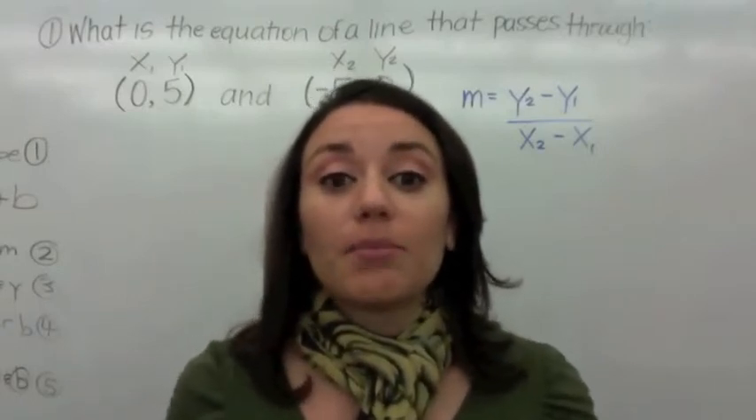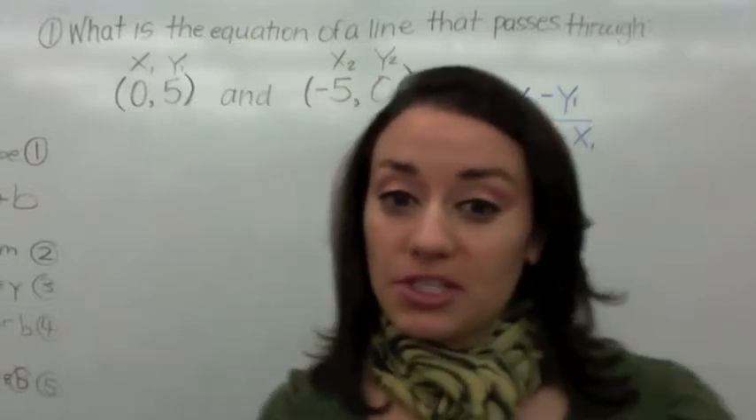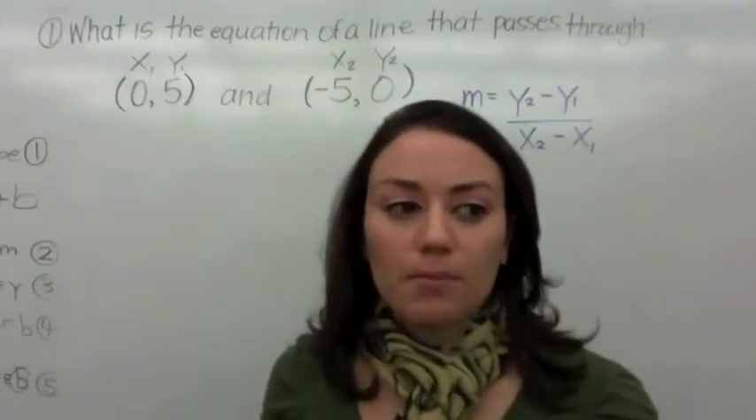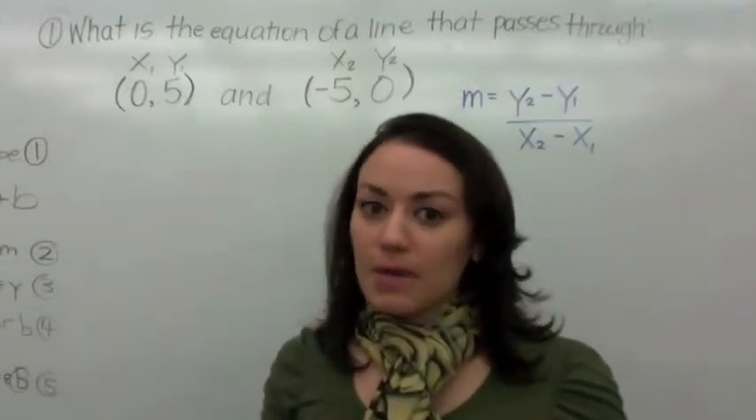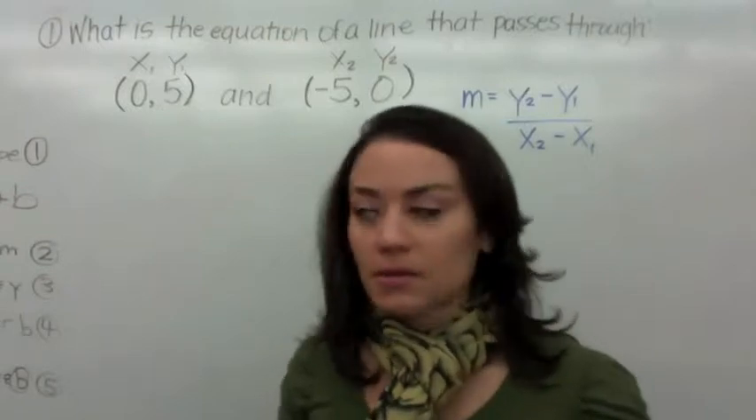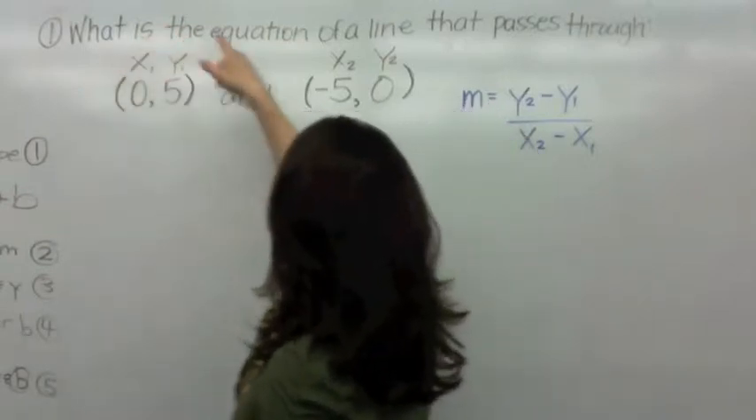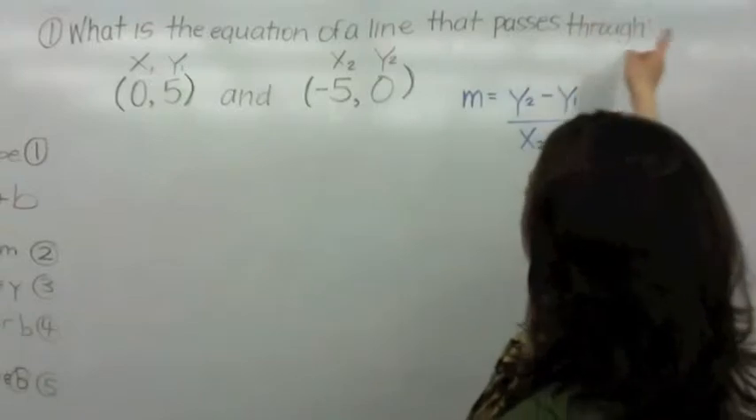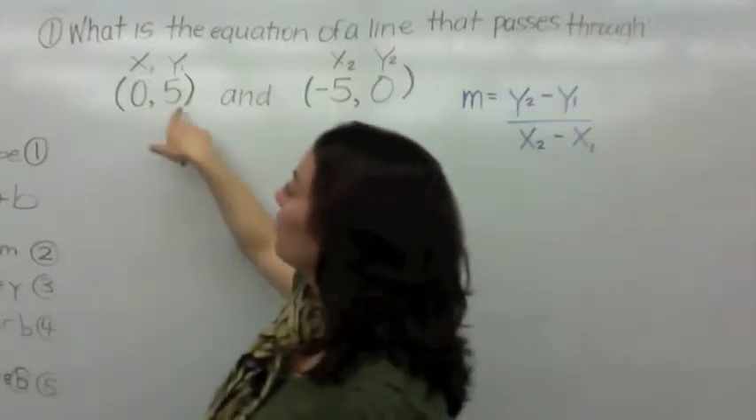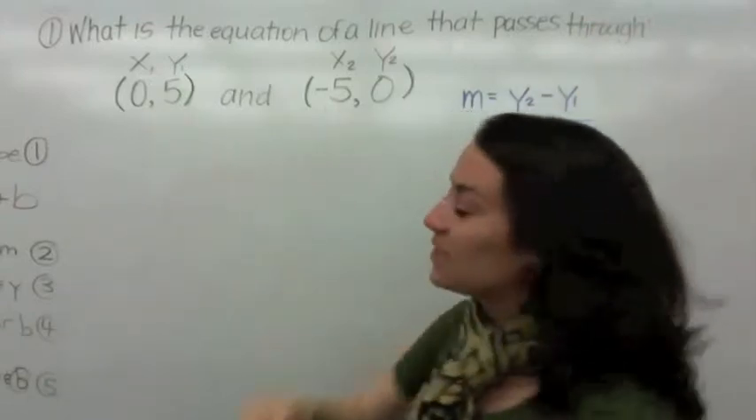Let's all take a look at number 1 on your paper today. Read it with me. I don't hear you reading it with me, and you know what? It makes me kind of sad, so read it with me, please. What is the equation of a line that passes through 0, 5, and negative 5, 0.